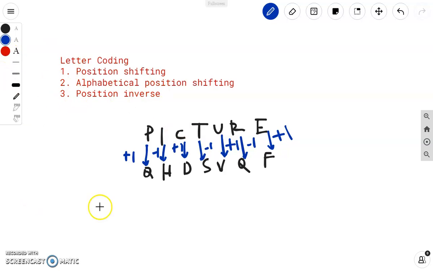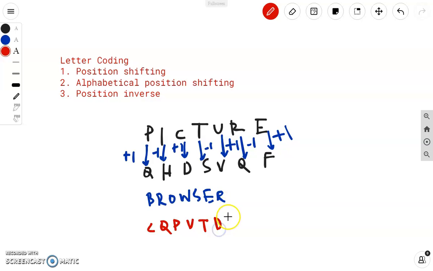And they have asked you what is the code for browser. If you write that down, B-R-O-W-S-E-R, it started with +1, so we will start with +1 also. So B +1 is C, R -1 is Q, O +1 is P, W -1 is V, S +1 is T, E -1 is D, R +1 is S. So this will be the code for browser in that particular code.